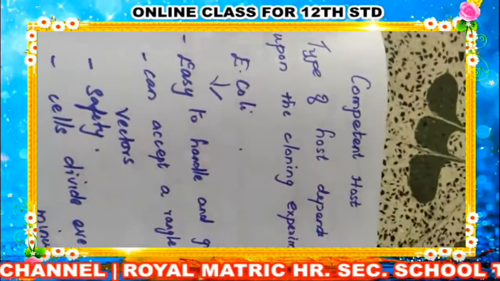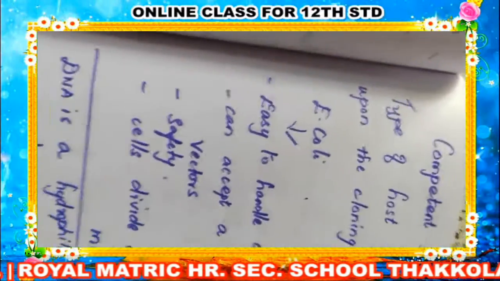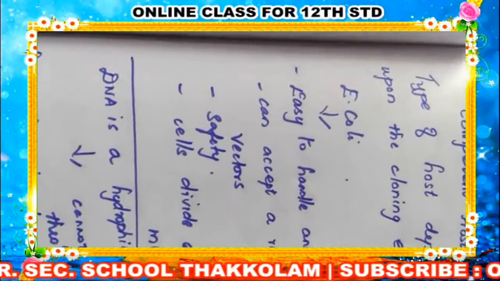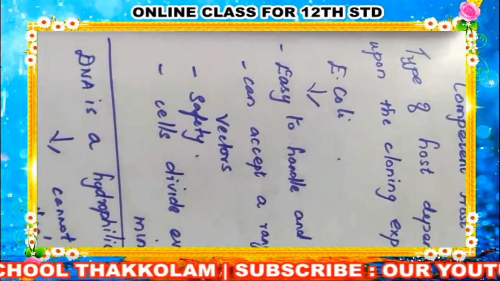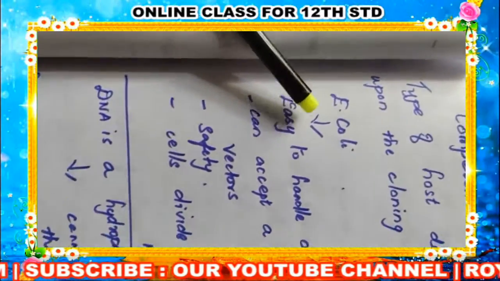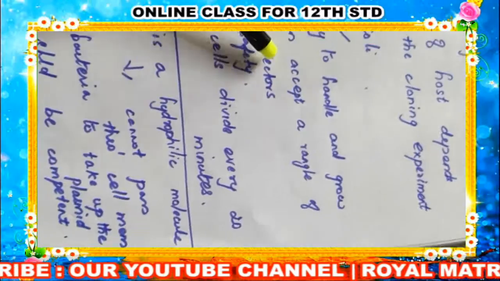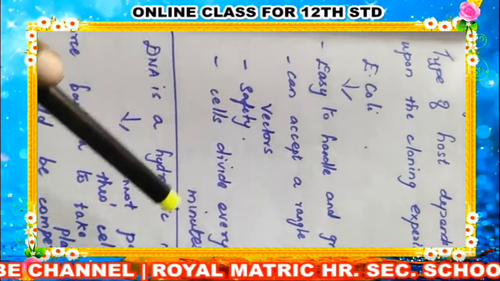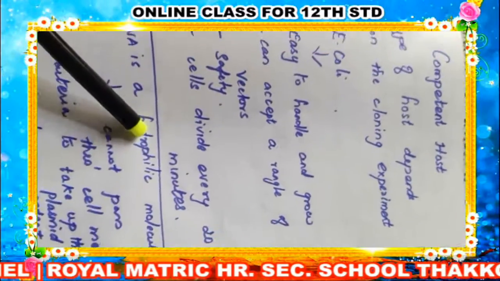Before that, I'll recap what we have covered today. The competent host. The host should be competent. Competent means it should be capable of holding the new DNA or new recombinant DNA. The most widely used is E. coli, because it is easy to handle and grow, can accept a wide range of vectors, it is very safe, and the cells divide in 20 minutes.